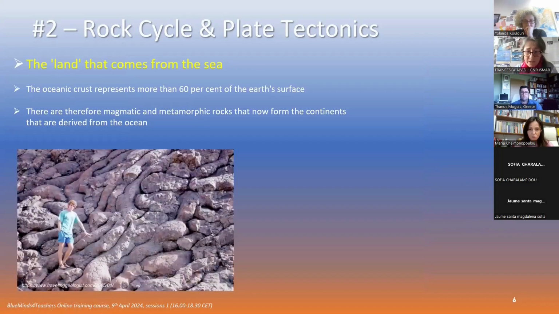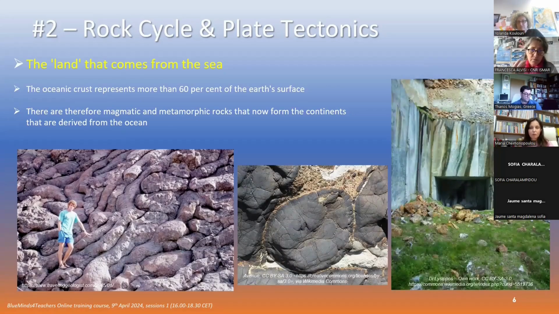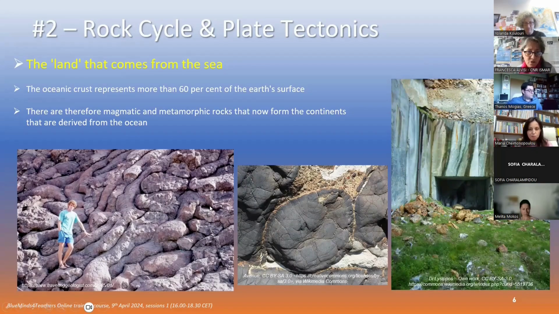So we have different examples of land that comes from the sea. So rocks that are forming our continents that come from the sea. This is some of the most famous, the pillow lavas, that originate when the lava magma comes out in the ocean. So on the seafloor.